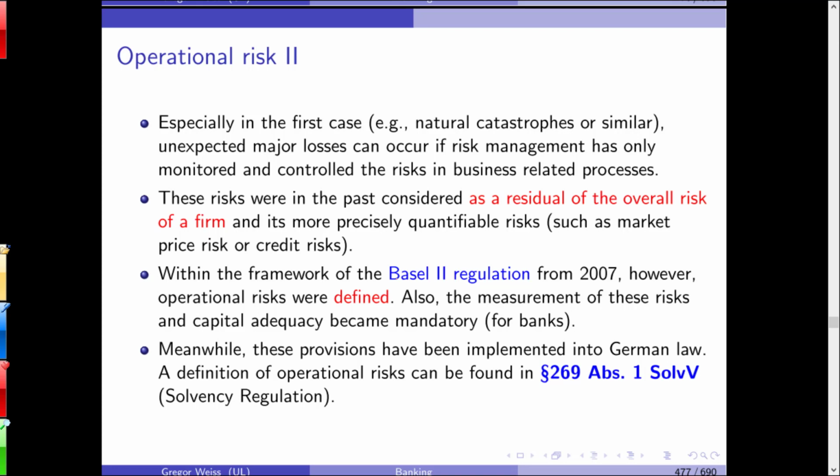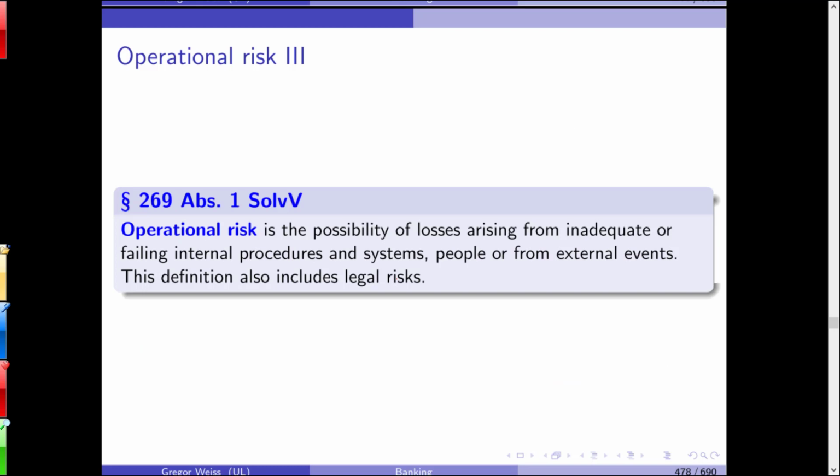For example, the Solvency Regulation, Solvabilitätsverordnung für Banken. Paragraph 269, section 1 of the German Solvency Regulation. It includes an obviously German definition, but here's a translation of operational risk. Operational risk is the possibility of losses arising from inadequate or failing internal procedures and systems, people, or from external events. This definition also includes legal risk. This definition was adopted from the Basel II regulation, but this is also a paragraph in the German solvency regulation and solvency order.